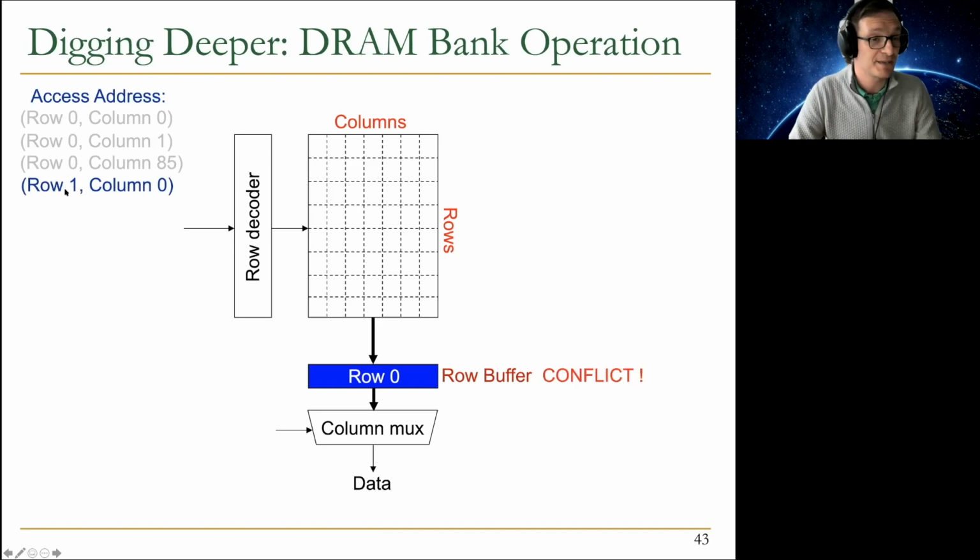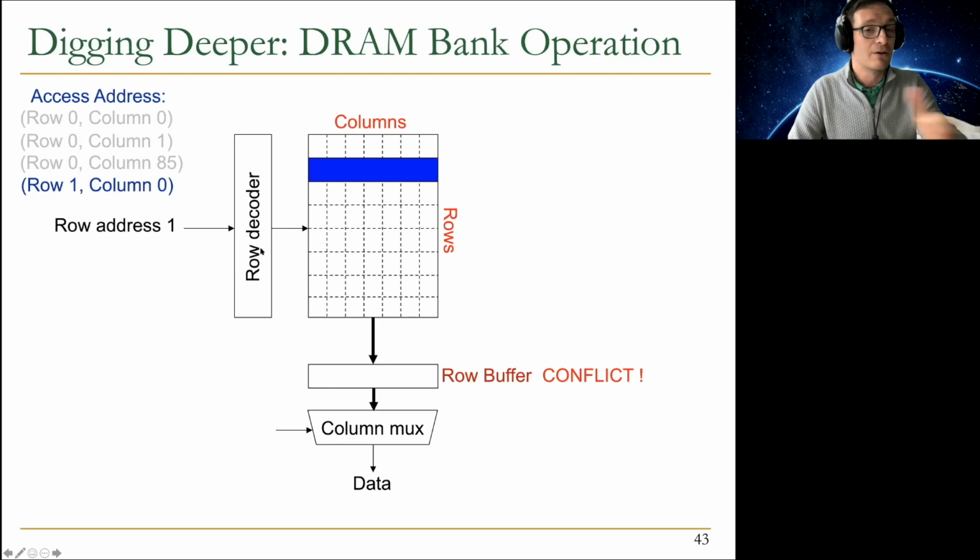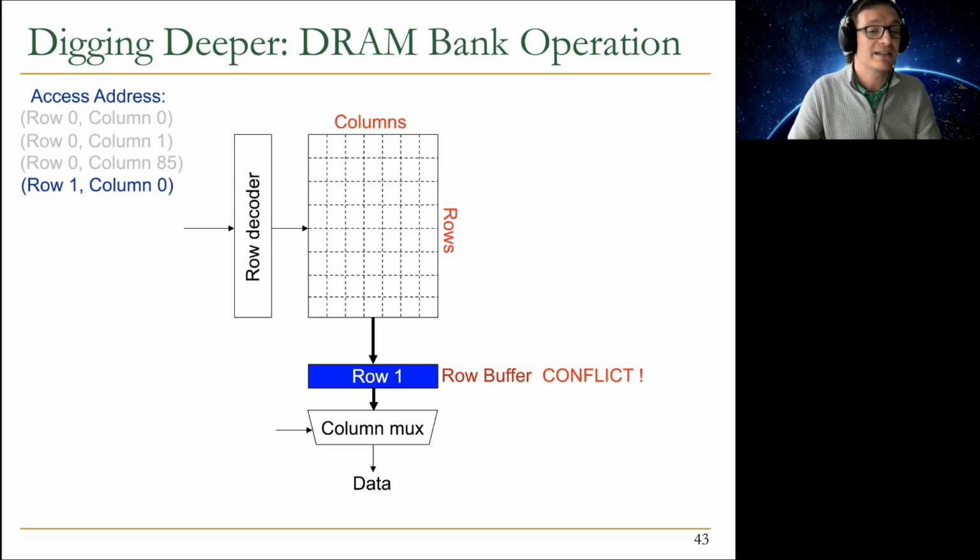This is a conflict, basically, in the row buffer, meaning another row is open in the row buffer than the one you want. You need to first close the row, which takes time. And then you need to send the row address 1 again into the chip. It gets decoded. It takes time. And then the row address 1 gets activated. It takes time. And eventually, row 1 shows up in the row buffer. It takes time. Now you're not done yet.